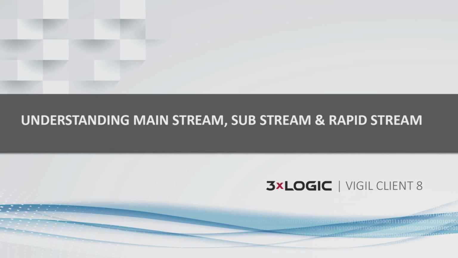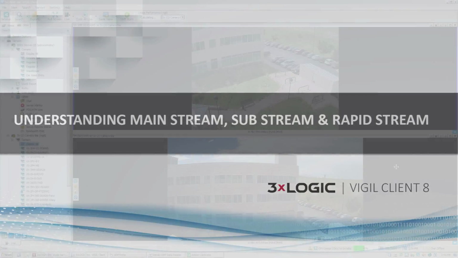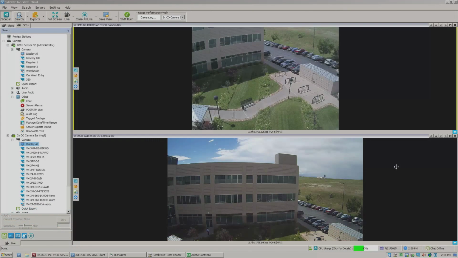Today I'm going to show you the difference between the mainstream, a substream, and the rapid stream on the VIGIL client software 8.0 version. There's a couple of things that we get asked about all the time, and that of course is how can we basically control the bandwidth that each one of these cameras is actually putting out, not only to the DVR, but also through the client. And of course, this is so that we can speed up our transmission rate through the client, obviously get it over here quickly. Well, there's a couple of ways that we can do this.